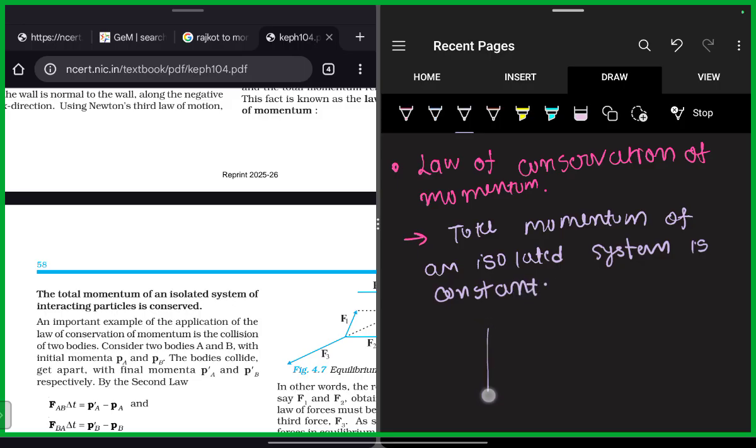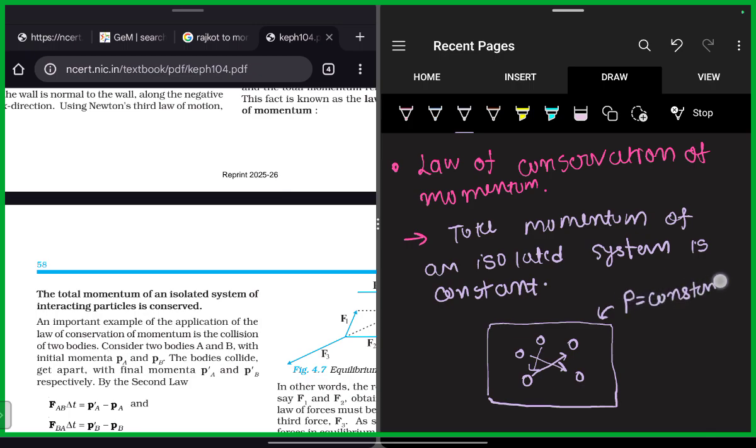For example, let's say this is the box and there are various particles, and they are constantly getting hit by each other. Yes or no? So no matter how much momentum changes individually, the total momentum of this system would be constant. That's the statement, that's the concept. Okay. That is how gas particles interact with each other. We'll discuss these things more in thermodynamics.